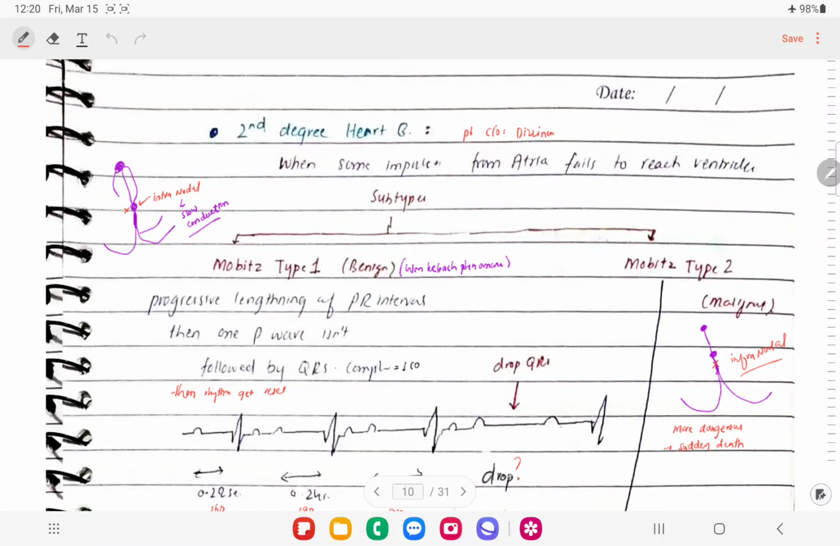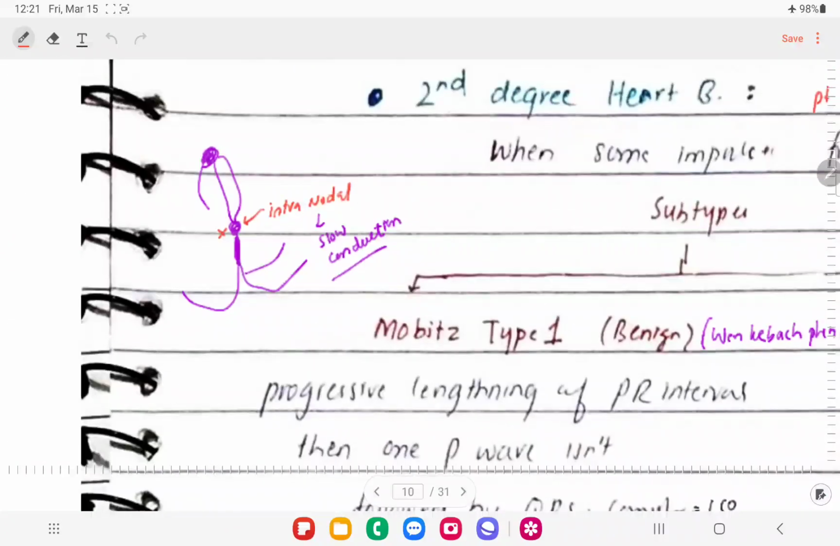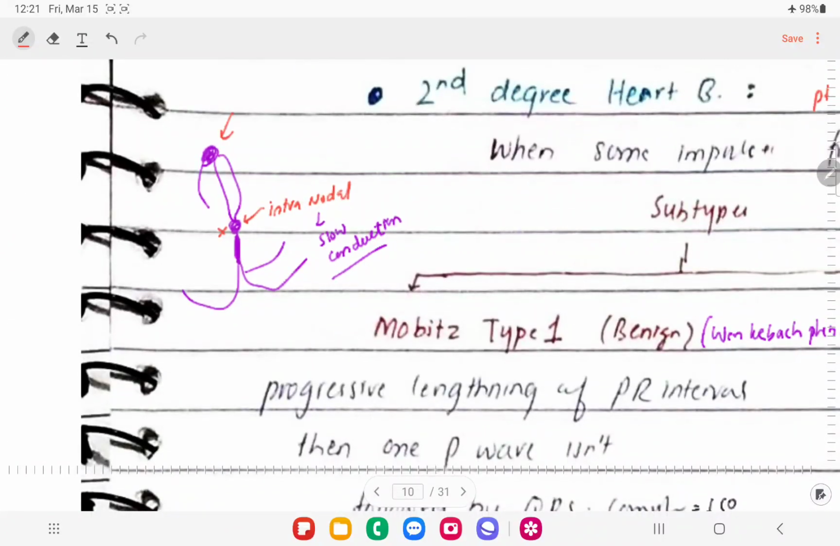So let's talk about the second degree heart block. I have drawn this diagram here. This is called the SA node. This is called the AV node. Between these two we have the intranodal pathways. Then we have the bundle of His, then the bundle branches, and then these small branches called the Purkinje fibers.